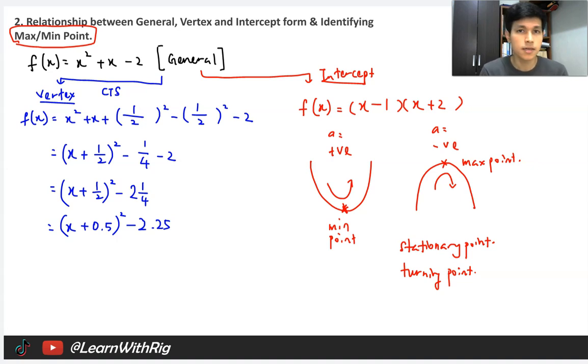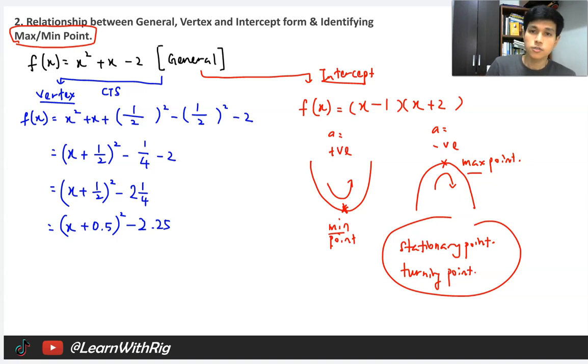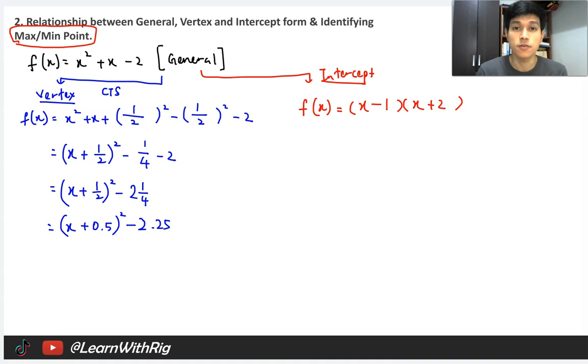Okay, either it tells you find the minimum point, or find the maximum point, or find the stationary point or turning point, you know that you are supposed to find either min or max. Okay, these two, it doesn't tell you whether it's a minimum point or maximum point. You have to identify yourself. Okay, so once you have already found the vertex form, okay, this is the vertex form, it becomes very easy to find either the minimum or maximum point.